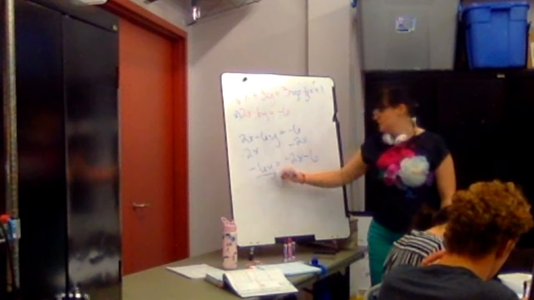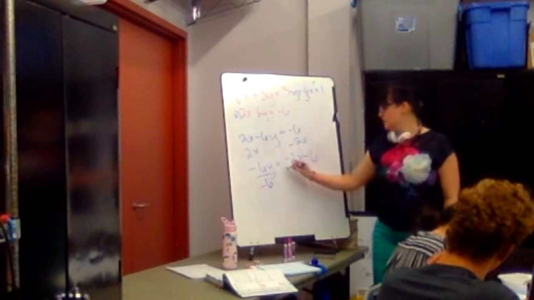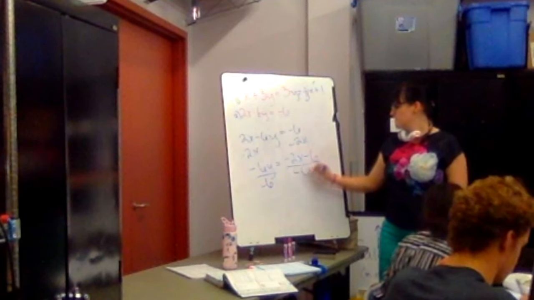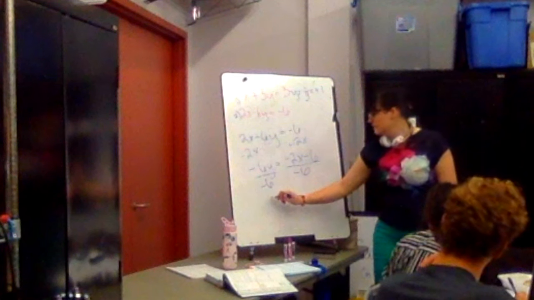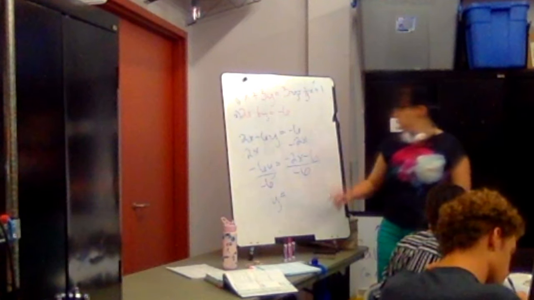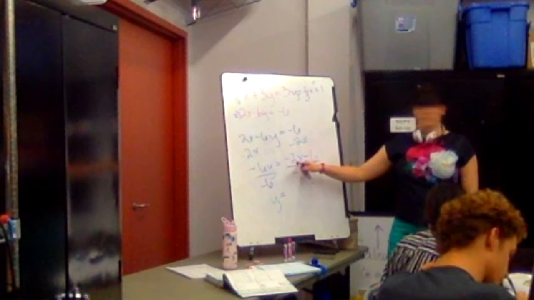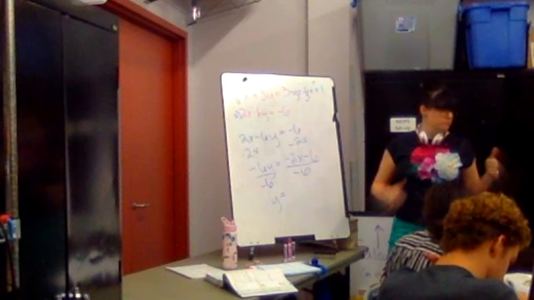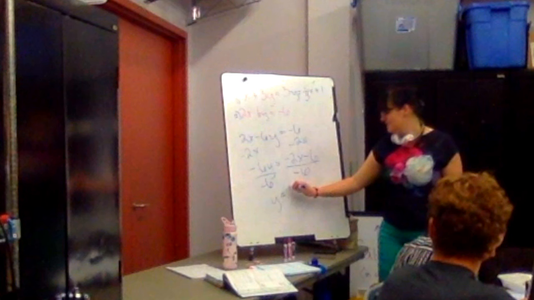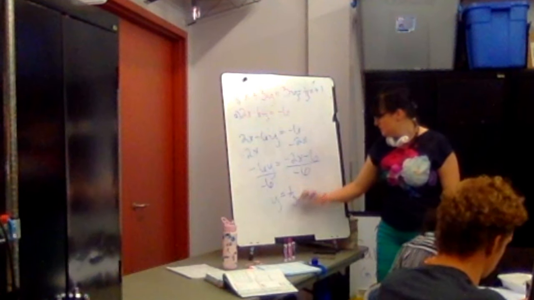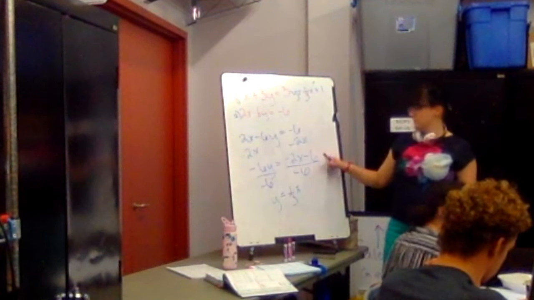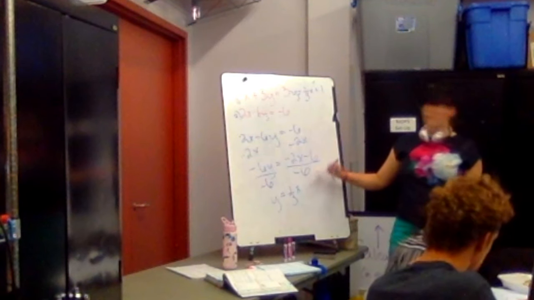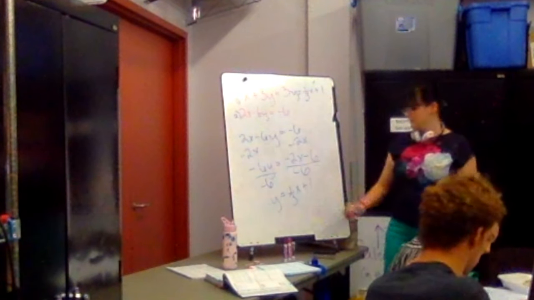Dividing by negative 6 to isolate y, I get that y equals, now here, negative 2 divided by negative 6 is positive 1/3 x, and then what's negative 6 divided by negative 6? 1, plus 1.